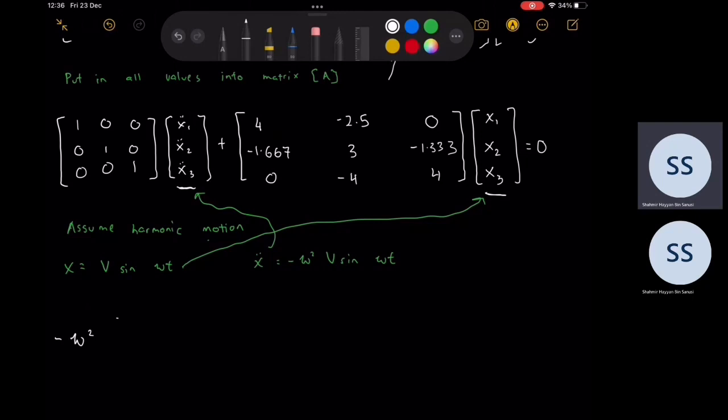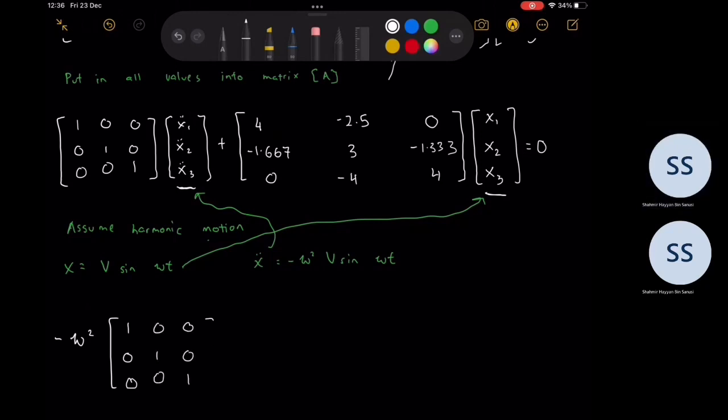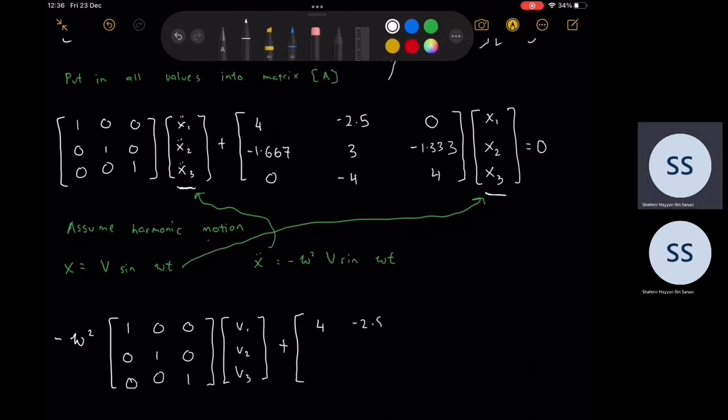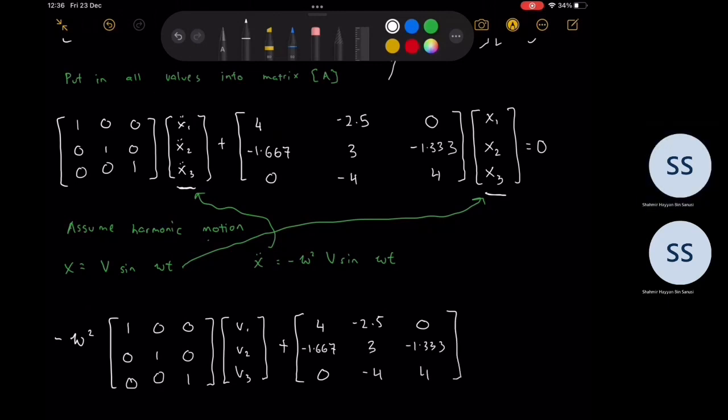it becomes negative omega squared times 1 0 0, 0 1 0, 0 0 1, times v1, v2, and v3, plus 4, negative 2.5, 0, negative 1.667, 3, negative 1.333, 0, negative 4, 4, times v1, v2, and v3, equals 0.